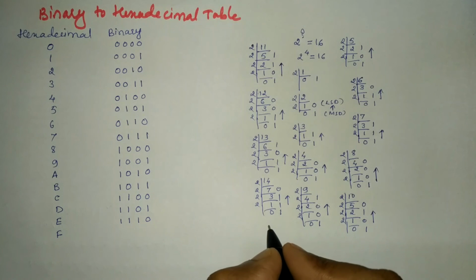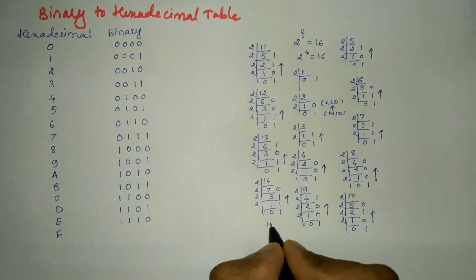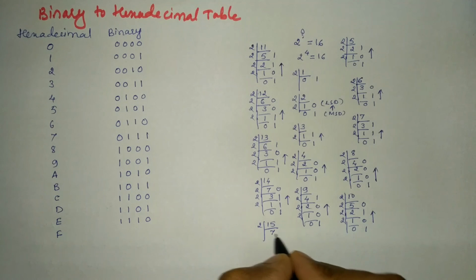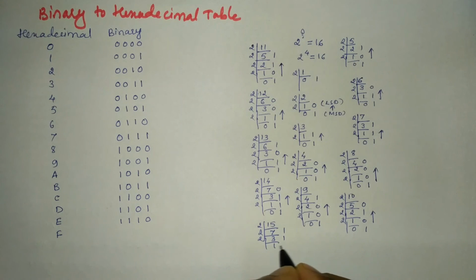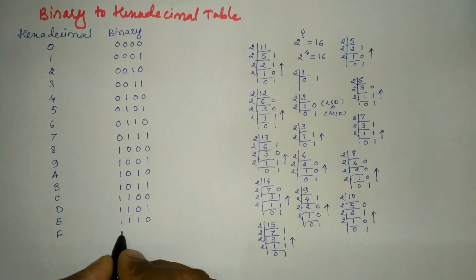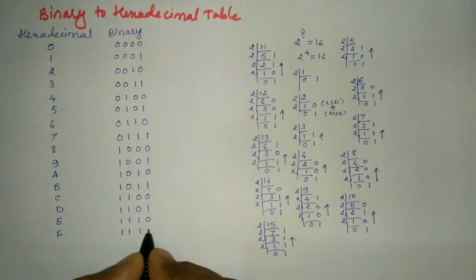Similarly, F represents 15. 15 divided by 2. So 2 7s are 14. 1 is the remainder. 2 3s are 6. 1 is the remainder. 2 1s are 2. 1 is the remainder. Again 2 zeros are 0. 1 is the remainder. So we have to write it from bottom to top. 1, 1, 1, 1 is representing F. I'll write here 1, 1, 1, 1.